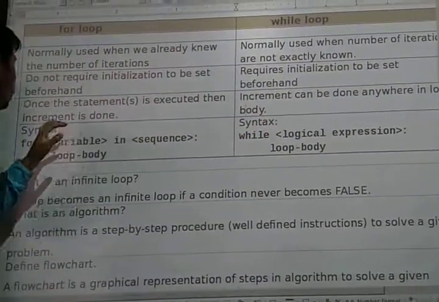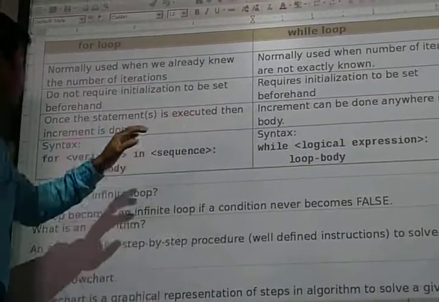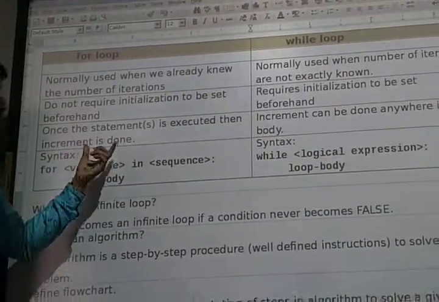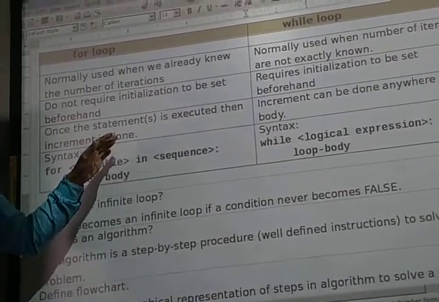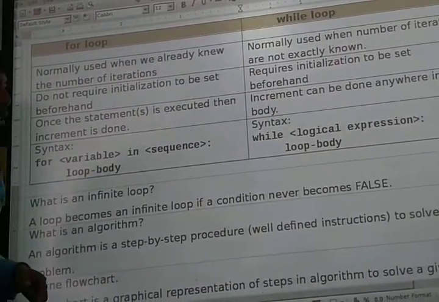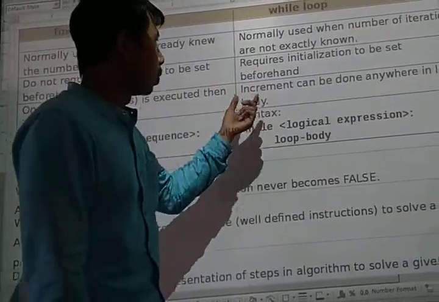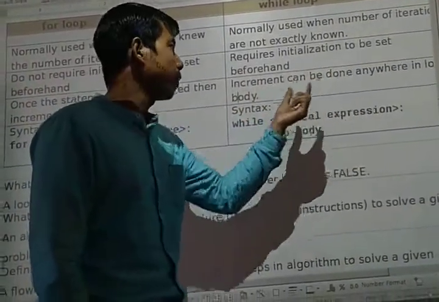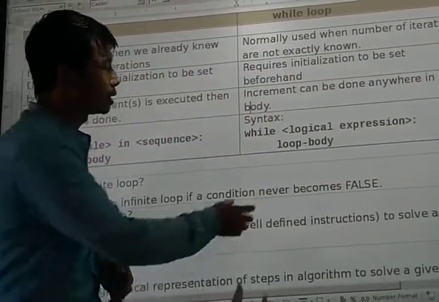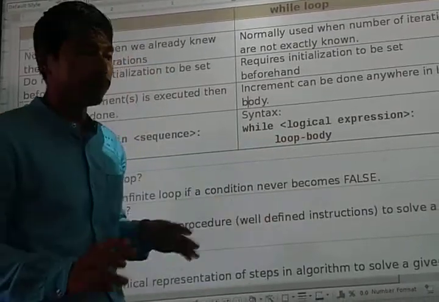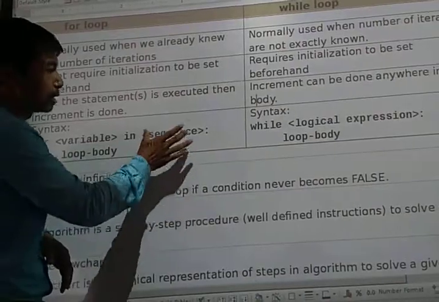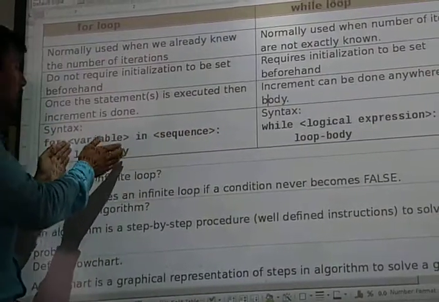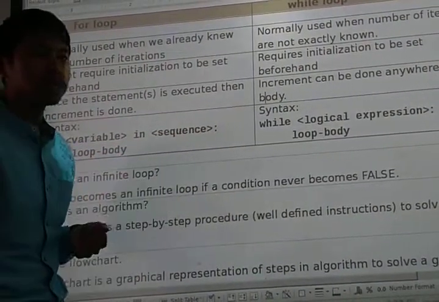Then next one is that once the statements are executed, then the increment is done. In the for loop, after all the statements in the loop body are executed, only then is the increment done. But in the while loop, the increment can be done anywhere in the loop body. In this for loop, the increment is here. So, after the loop body only, the increment is done.